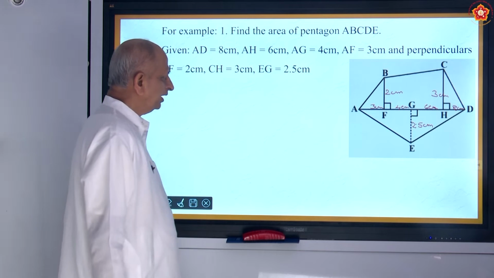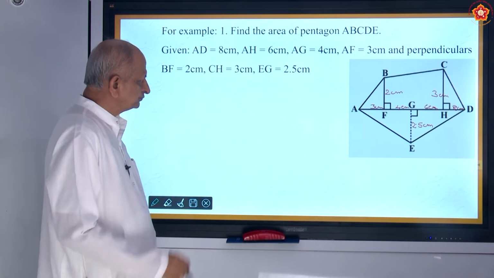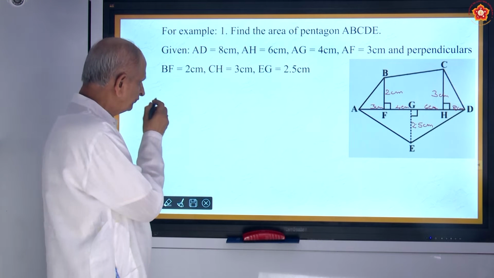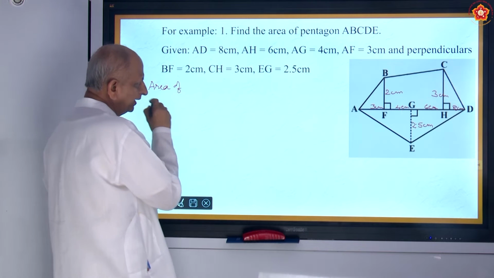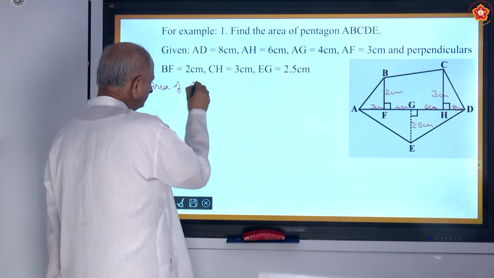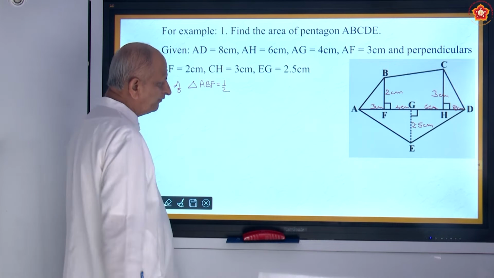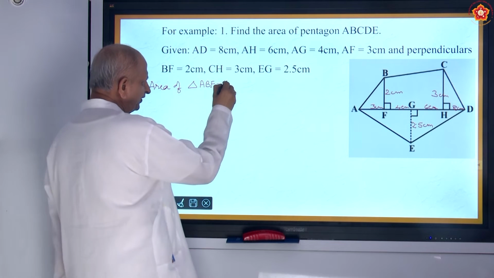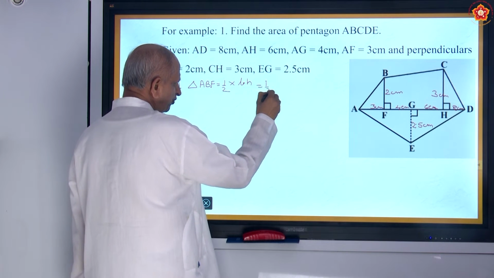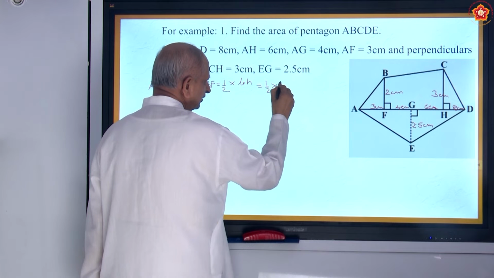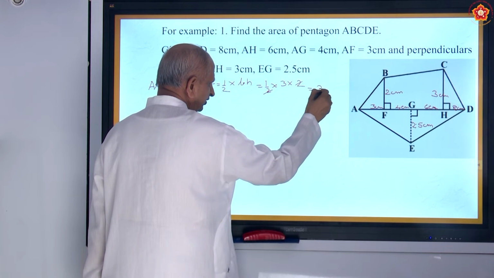Okay. Now you have to find the area. How to find the area? See, you have to find one by one. First you must write area of triangle ABF is equal to half of base into height. Base is AF, you can write half into base is 3 centimeters into height is 2 centimeters. So 2 cancels, you get 3 square centimeters.